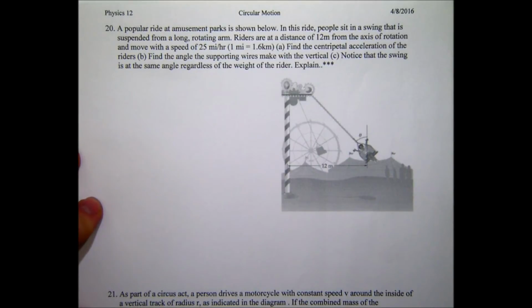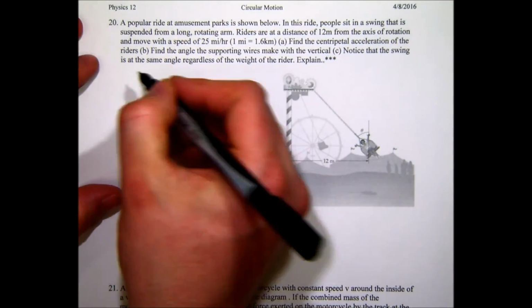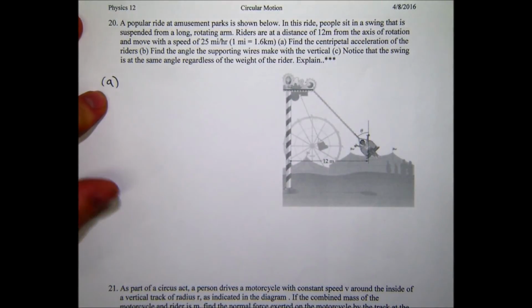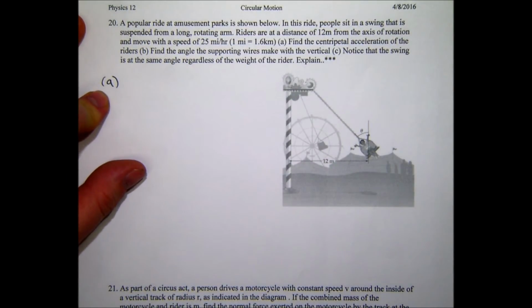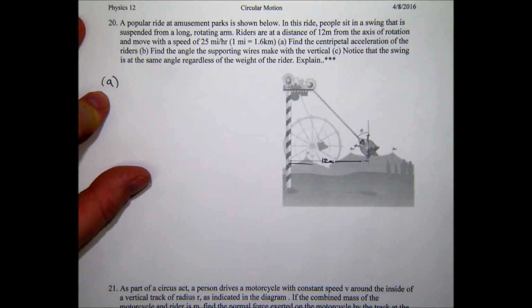So this is a ride that we used to see in Moncton in Crystal Palace, where you have a swing operating in a circle. And the neat thing about this particular ride is that the mass of the rider didn't really matter. The angle was always the same regardless of the mass of the rider. So we're going to have a quick look at that, maybe we'll try and figure out why that is. It says a popular ride at amusement parks is shown below. In this ride, the people sit in a swing that is suspended from a long rotating arm. Riders are at a distance of 12 meters from the axis of rotation, and you can see that is shown here. They move with a speed of 25 miles per hour.